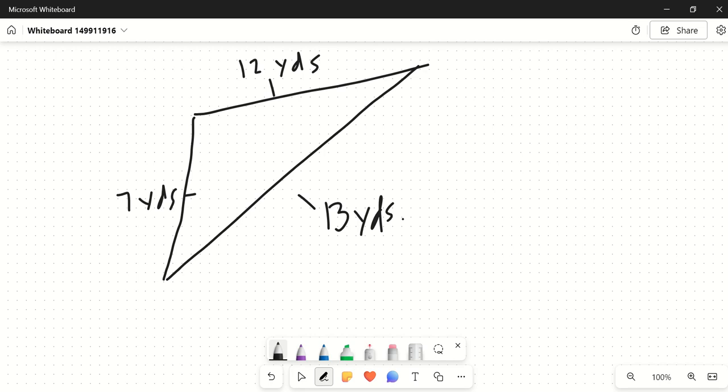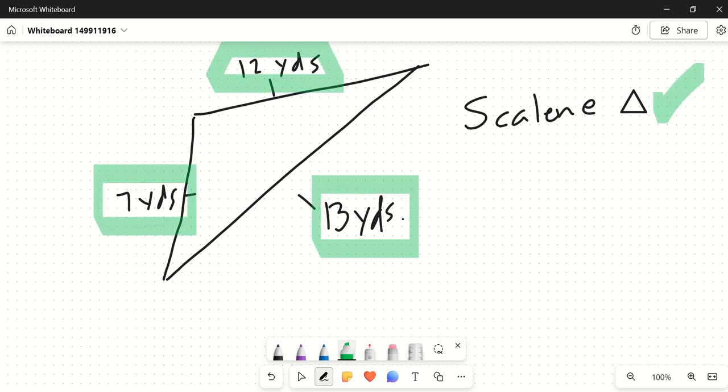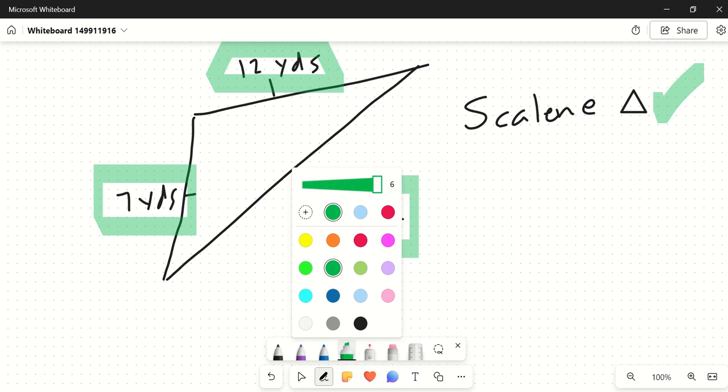Okay. I need volunteers that have not been heard from today. Otherwise, I am going to be picking victims. Tucker, give me one of them. Why? Okay, it's a scalene triangle, as we can tell. This is 13 yards, this is 12 yards, and this is 7 yards. None of the sides are the same, so the scalene checks off.